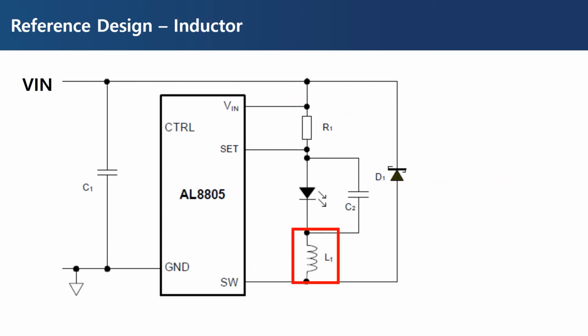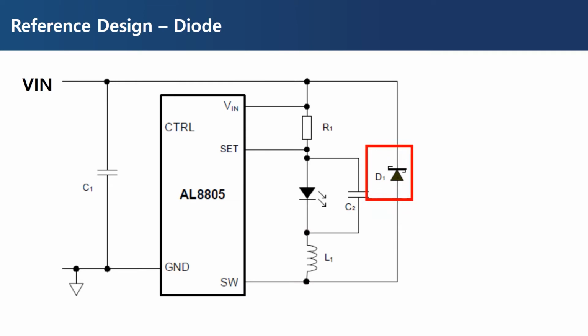Next is the L1 inductor. The voltage across the inductor and the current flowing through it have the following relationship. Therefore, when the inductance is large, the current changes slowly, and when the inductance is small, the current changes rapidly. Therefore, the switching frequency of AL8805 varies depending on the inductance value, but in this LED driver application, the switching frequency is not a critical factor, so 33 microhenry will be used as introduced in the datasheet. Considering a maximum current flow of 1 ampere, we will use an inductor with a rated current of 1.2 ampere.